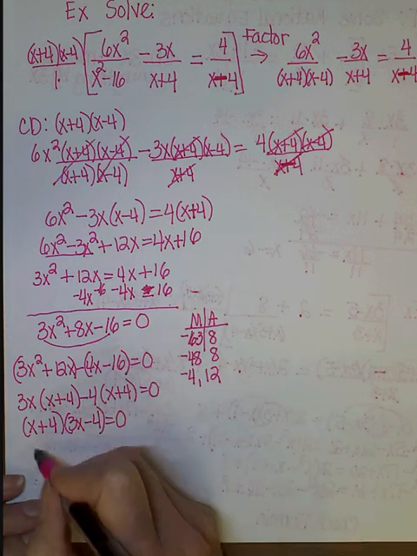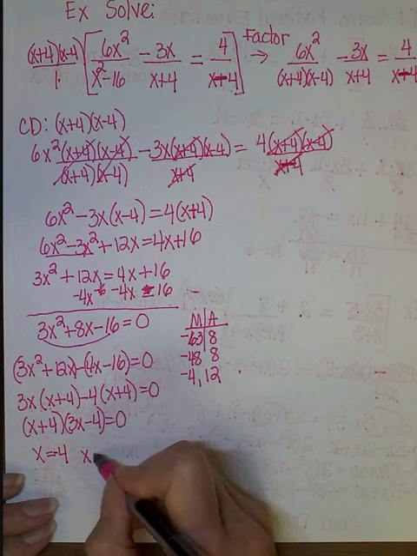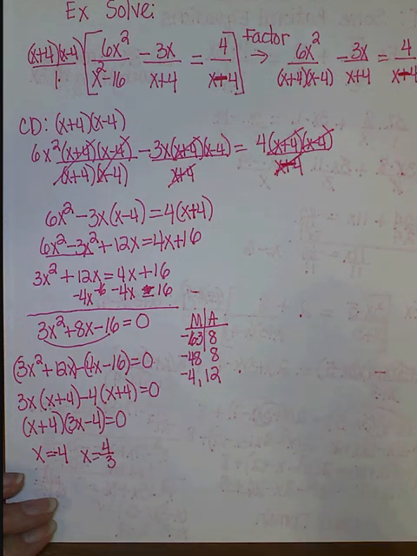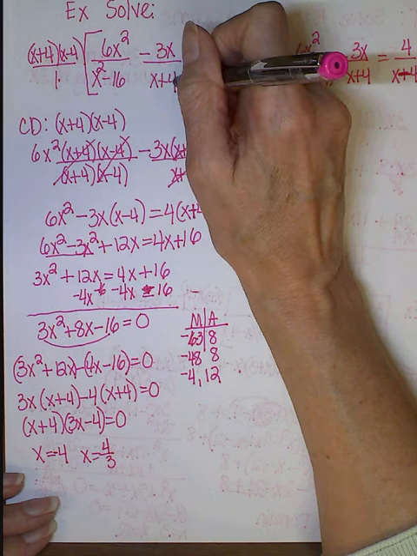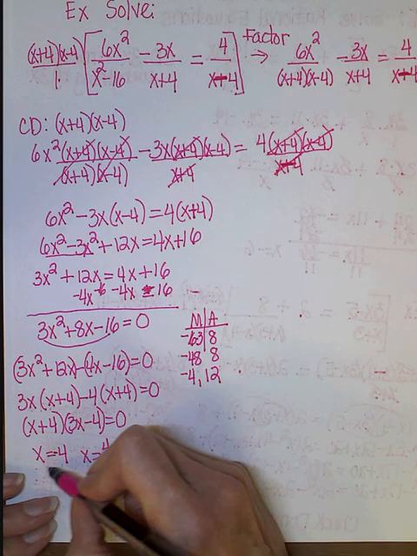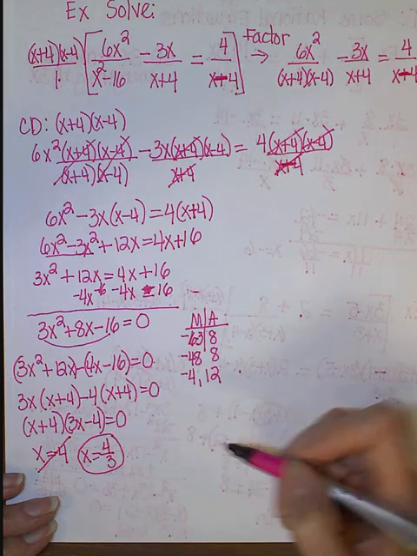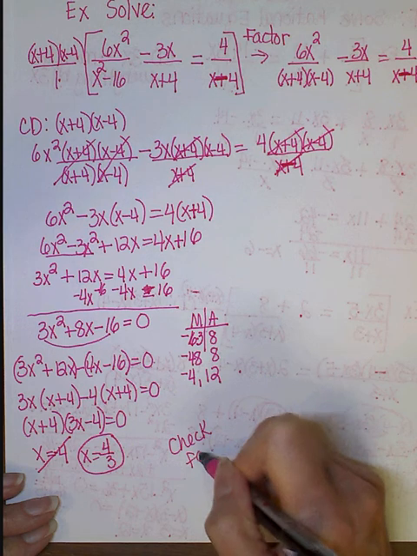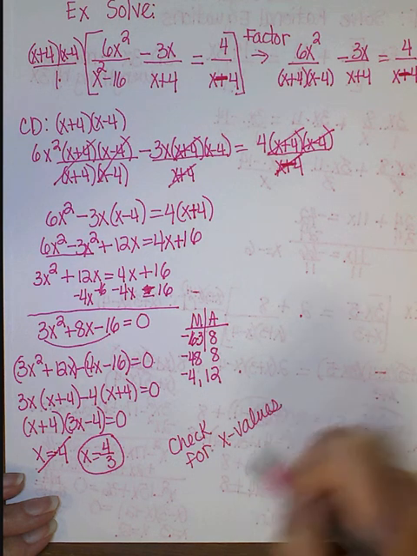Okay, so x equals negative 4, and if I set this equal to 0, I'd get 4/3. Alright, now this is one of the situations, if I plug in negative 4, I'm going to get a 0 in the denominator. And so since I can't divide by 0, this is the only solution. So make sure to check for x values that would cause you to divide by 0, because those are not allowed.